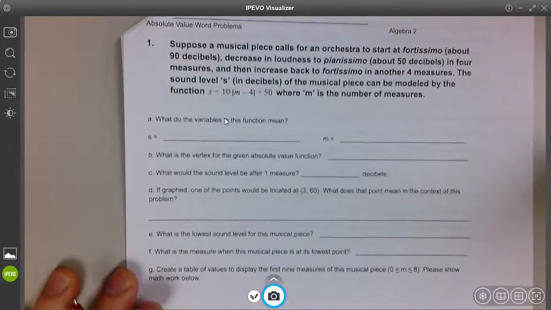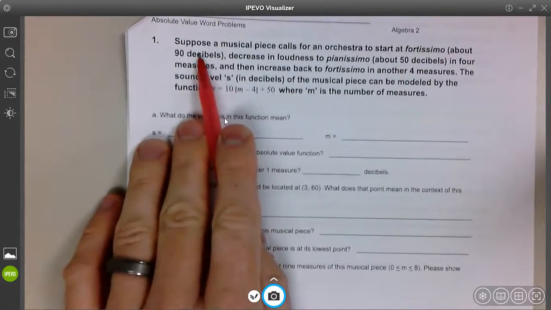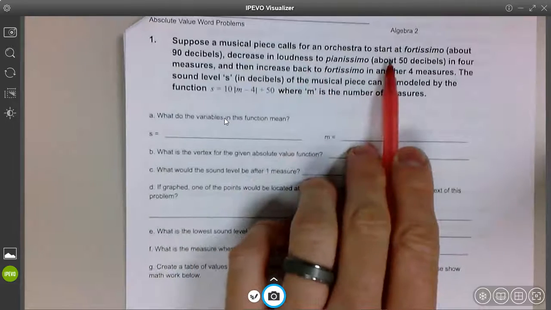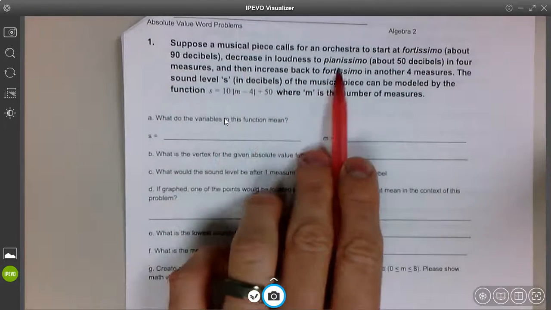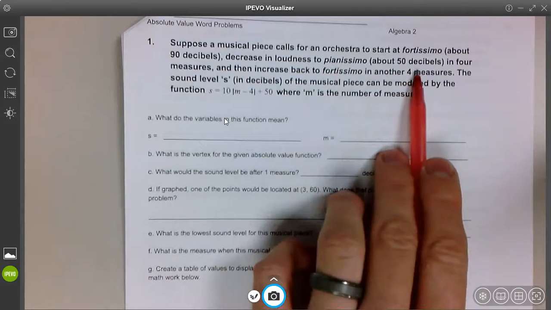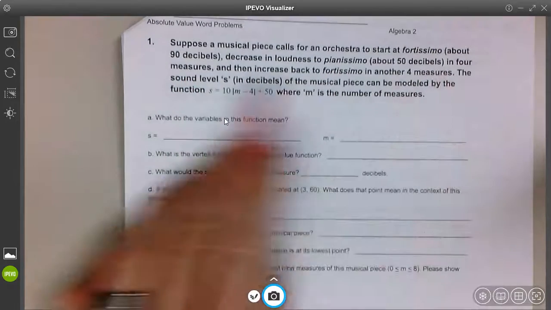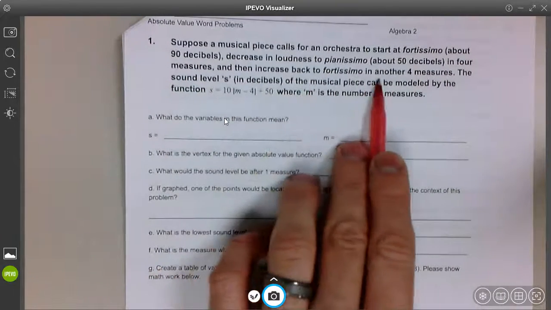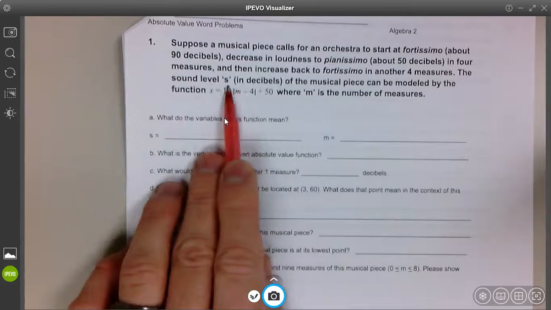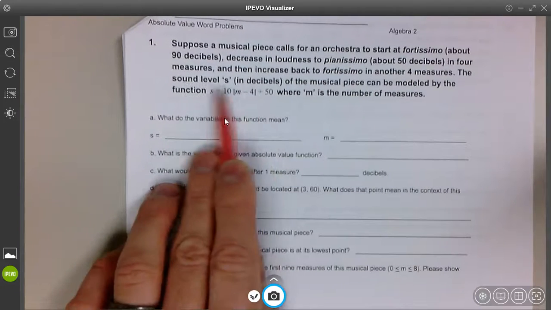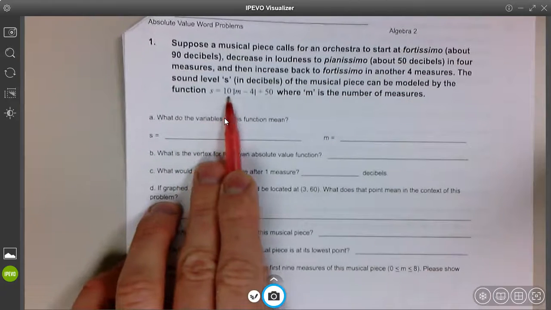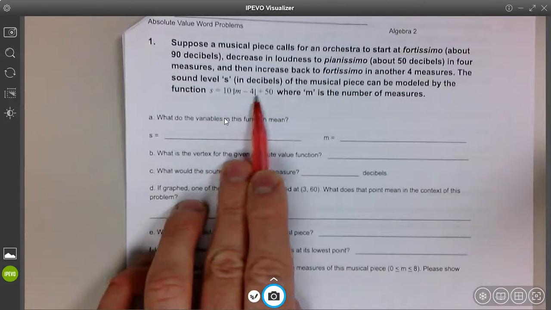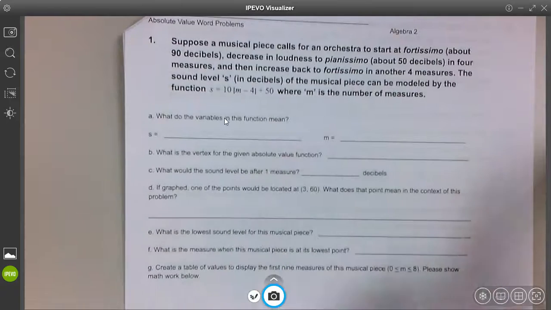Okay, so here's the first one that you guys are expected to do on your own. We have this word problem here. Suppose a musical piece calls for an orchestra to start at fortissimo, about 90 decibels, decrease in loudness to pianissimo, about 50 decibels, in 4 measures. That part's important. And then increase back to fortissimo in another 4 measures. The sound level, S, in decibels, that's important, of the musical piece can be modeled by the function S equals 10 times the absolute value of M minus 4, plus 50, where M is the number of measures.